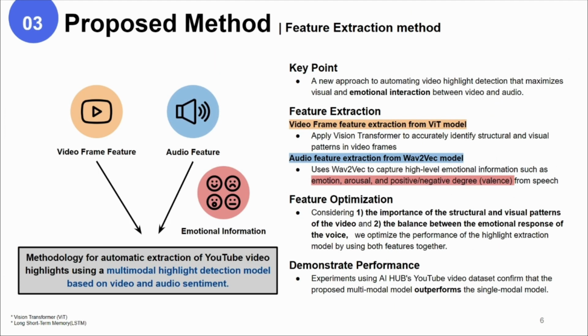We proposed a methodology for automatic extraction using a multimodal highlight detection model based on video and audio sentiment. The key is to maximize the emotional interplay between video and audio. We use a vision transformer to obtain the video features and wav2vec to extract the emotion class, arousal, and positivity of the audio. And we optimize the performance of the highlight extraction model by using both features together.